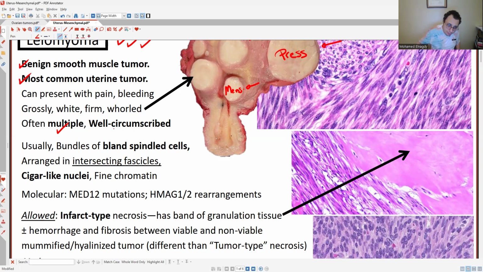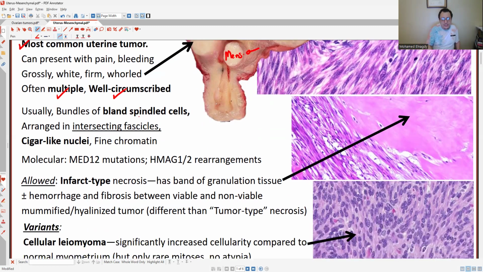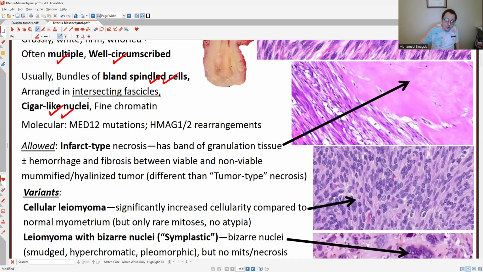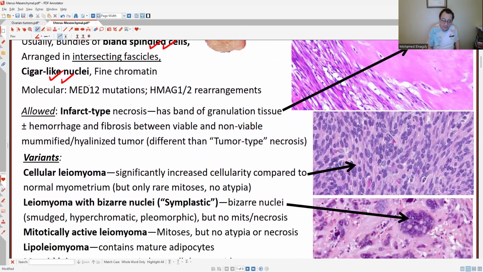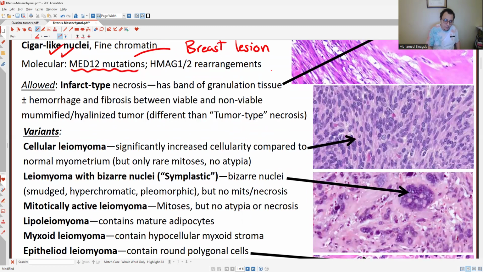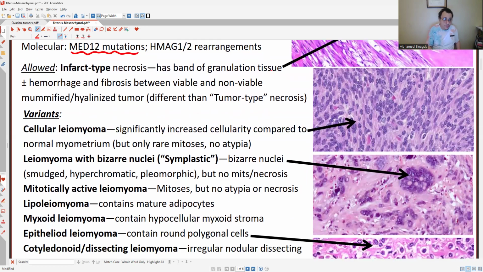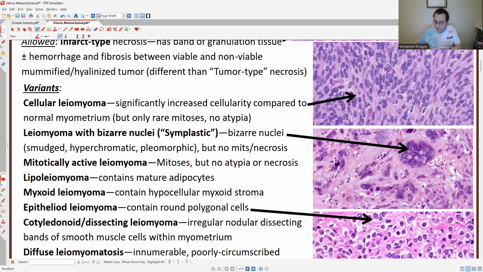So it's multiple, well-circumscribed tumors with classic bands of spindle cells with cigar-like nuclei making fascicles with a whorly architecture. They have a MED12 mutation. This MED12 mutation, by the way, is there in some breast lesions. We will encounter this in some benign breast lesions too. You see, this MED12 mutation is the same there. There are a lot of variants of leiomyoma. However, they would never, ever give you a picture like this.